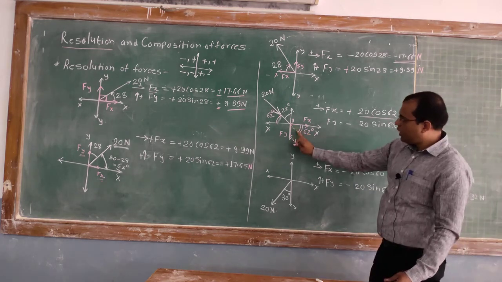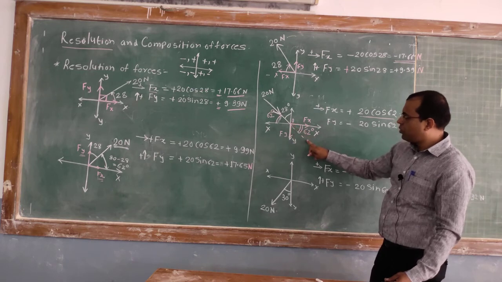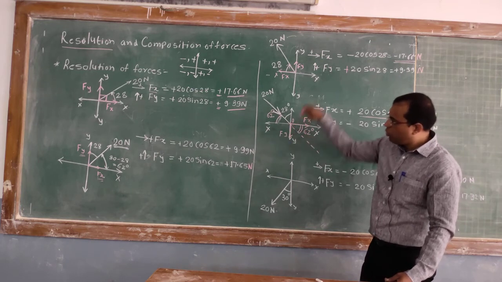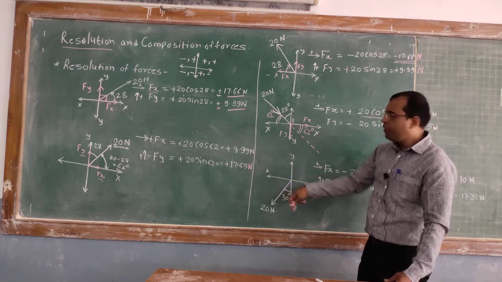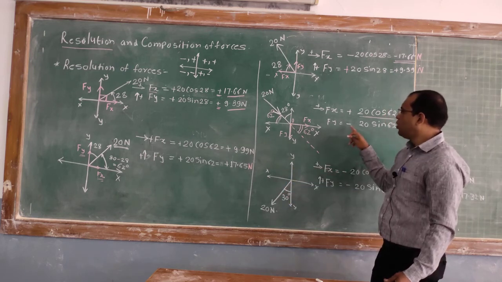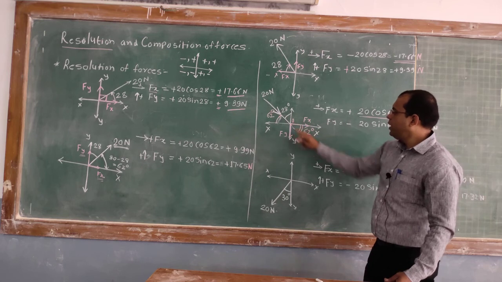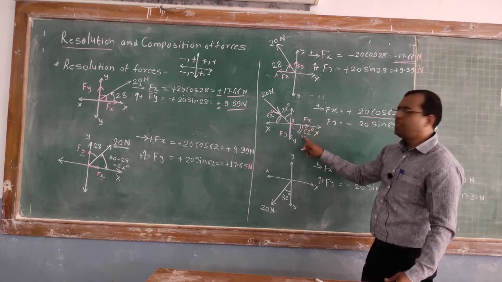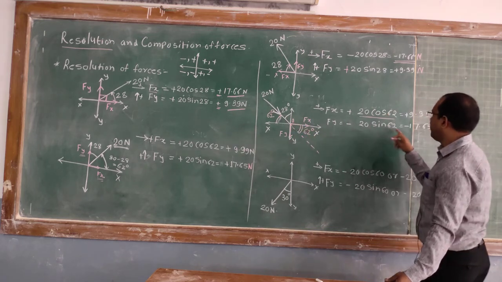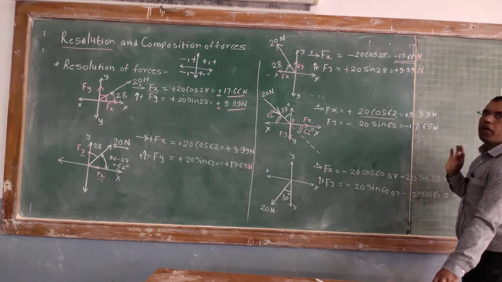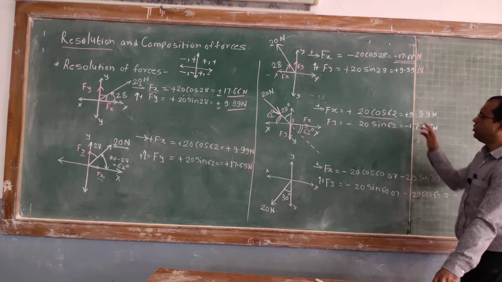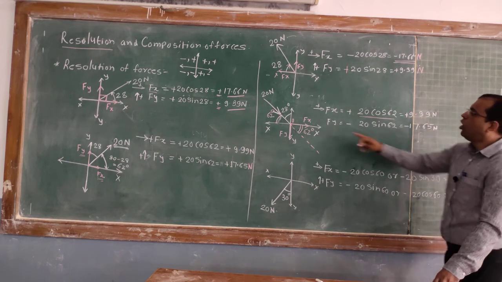Now the other component: if the force lies in the fourth quadrant, its one component is going in the downward direction, so the y component is always negative. So f of y is equal to minus 20 sine of 62, and the answer is 17.65 Newton. So these two are the components of this force.